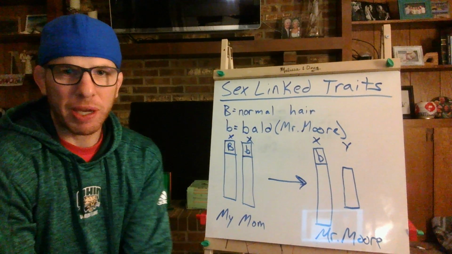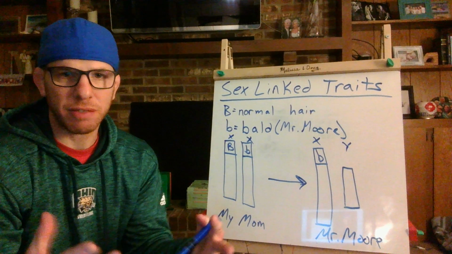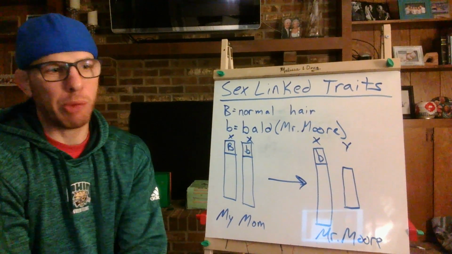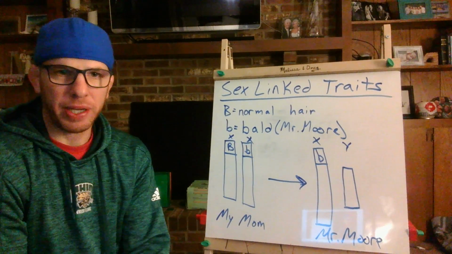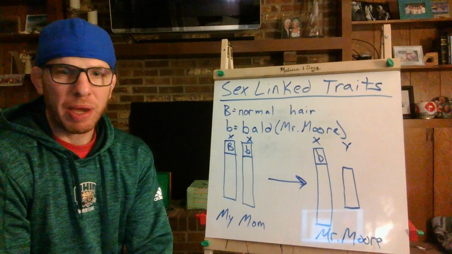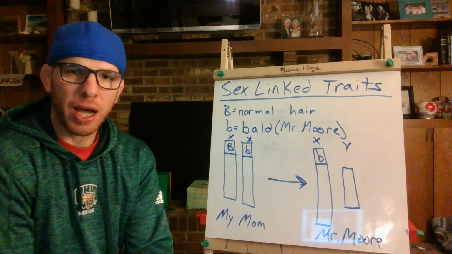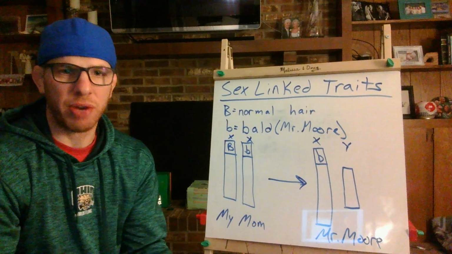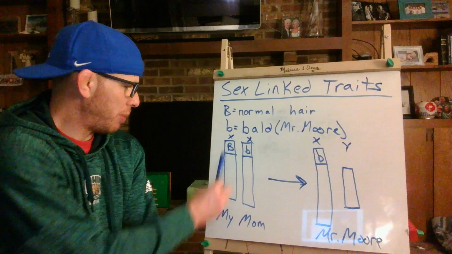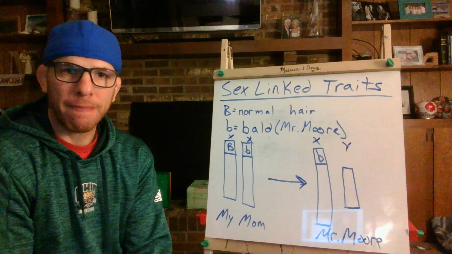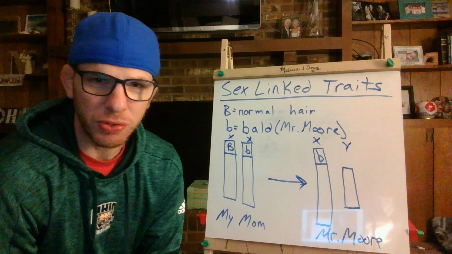So here we go. Big B, we're going to say, is normal. Full, beautiful, flowing locks of hair. The little b is going to be bald like Mr. Moore is. So here I got my mom. Beautiful lady. Lovely lady. Okay. My mom is what we call a carrier. Anybody that is heterozygous is going to be a carrier of a trait. All right. So in her two X chromosomes, she has one big B and one little b, which makes her have normal hair. And trust me, my mom's not bald. If she was, I'd tell you.